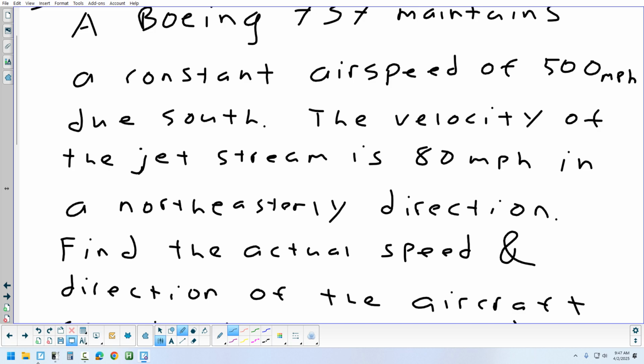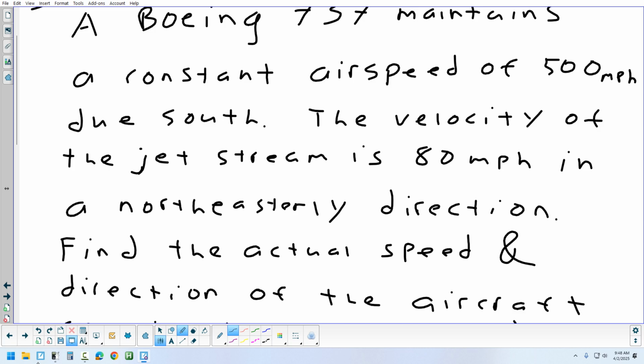All right, so our particular plane is maintaining an airspeed of 500 miles per hour south, and there is a jet stream 80 miles per hour northeast. There's a couple ways they can describe the direction of the wind. They can describe it like I did here and just say that the jet stream is blowing in a northeasterly direction. Or they can say the jet stream is coming from the southwest. So you have to be careful how they phrase it. A wind coming from the southwest is blowing towards the northeast.